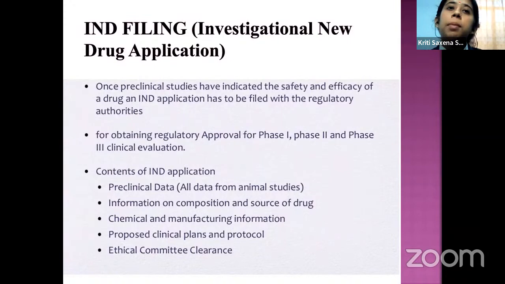The major content of the IND application is mentioned here: the preclinical data, all data that we have from animal studies; information on the composition and source of a drug, from where you have obtained it, either a synthetic molecule, a herbal drug, a chemical extract, or whatever; the manufacturing and chemical information about the chemical formula and the manufacturing procedure which you are using for the drug; the proposed clinical plans and protocols; and animal ethics committee clearance. Ethics committee clearance is very, very important, because until and unless you have an ethics committee clearance certificate, you can't go for animal or human trials.